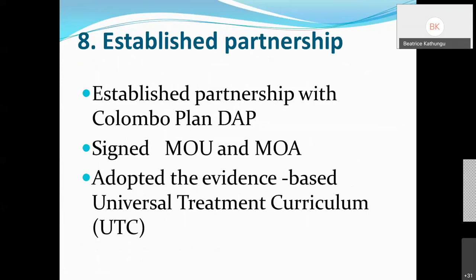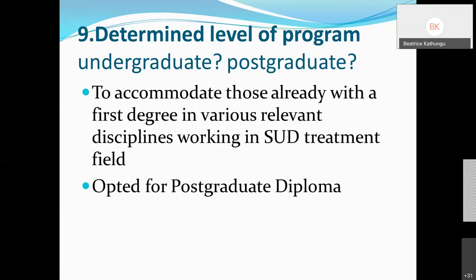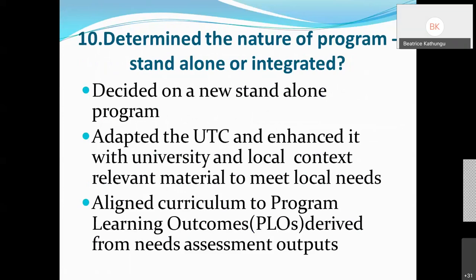Then we determined our program, because remember, we wanted to focus on those already in the field. So they already had a degree, and we couldn't do another degree. So we decided a postgraduate diploma was the best. You also need to determine whether you want it to be standalone or integrated. Integrated means convincing other people to integrate the UTC courses into their program. If that's the option you have, you can still go for that. For us, we were able to offer it alone.